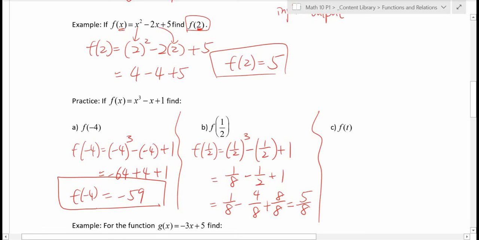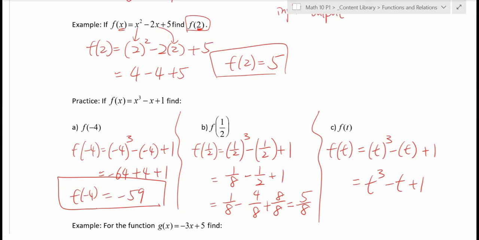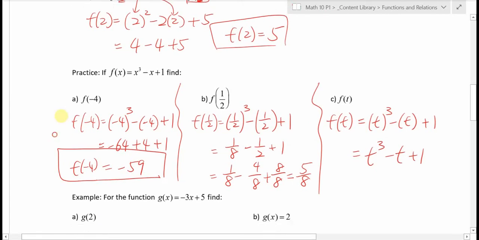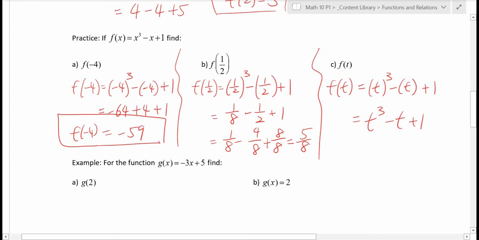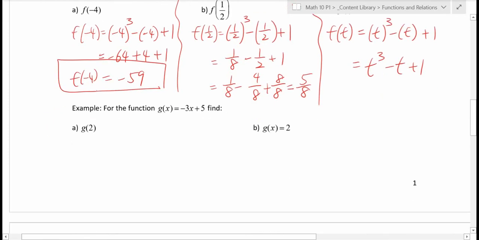Finally, for part C, we have f of t. So this simply means we are replacing all the x's by t. Here I see x, I'm going to change it to t. I see x, I'm going to change it to t. And then we have a plus 1 there. So really, it's the same thing as the original function, except that the x variable is being replaced by t. Okay, so that's the function notation. You know what it is. That's f of something.